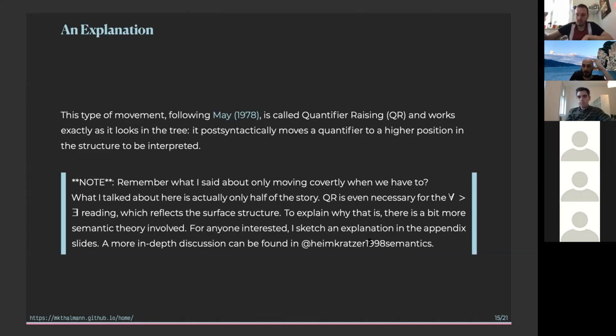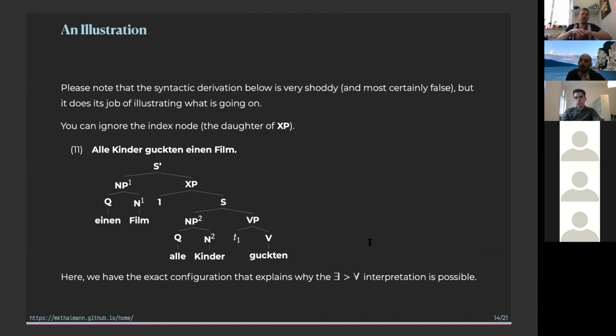I do have a question. Go ahead. You said that you have to have 2 instances of quantifier raising, right? And I'm wondering why. Isn't it just enough to move a movie so that it has higher scope? So for the scope, yes. So this gives us the configuration that is fine for the scope.